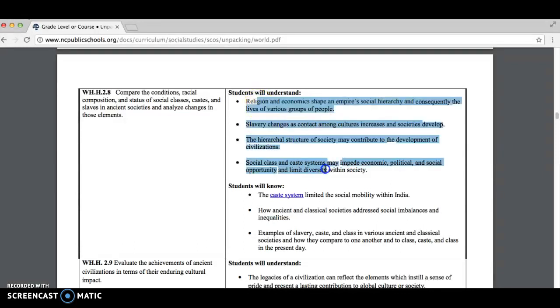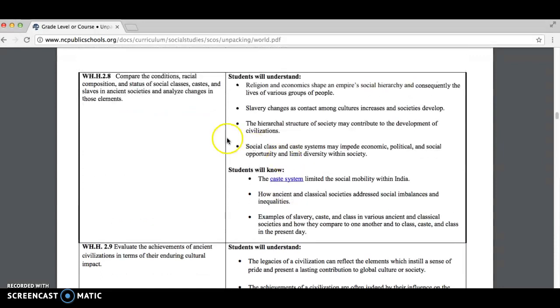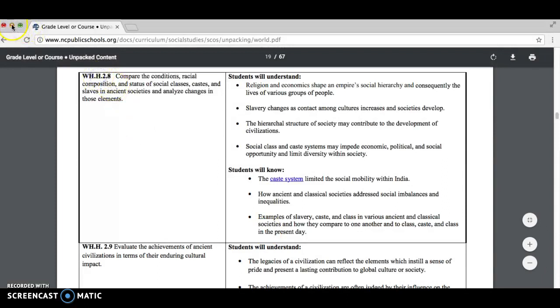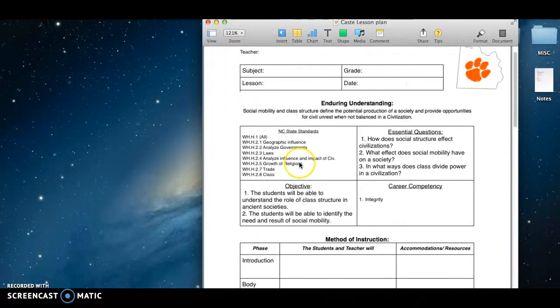And you can get more specific here. And here's some specifics: caste system dealing with India and Hinduism. Maybe they need to know some more specifics from different cultures. But in general, we need to know some of these key concepts. So if we're making a lesson plan based on this standard, this is where we're at in here. Let's say it looks something like this.